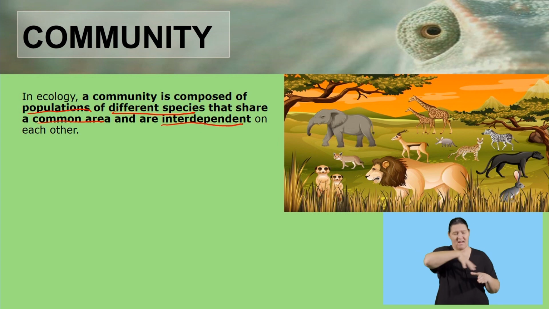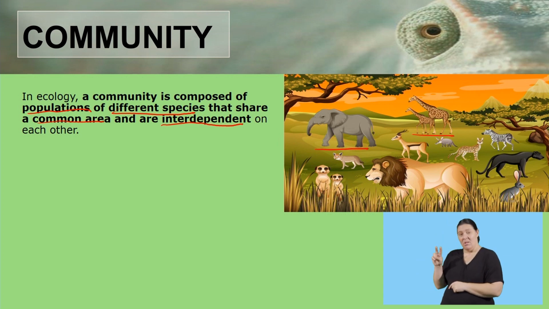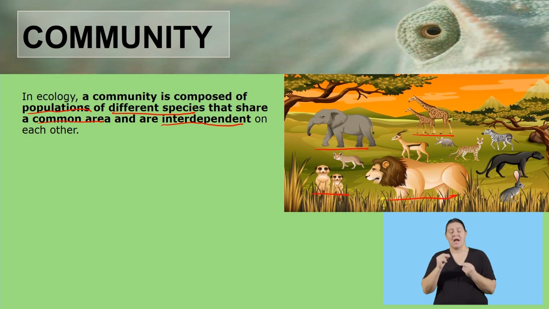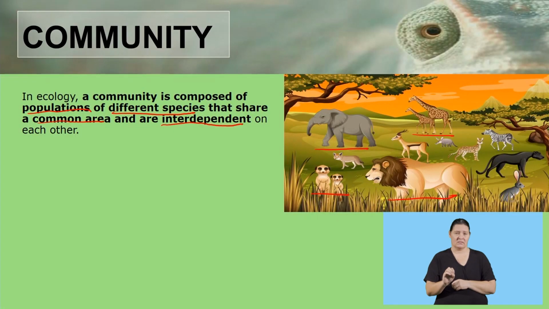Now let us look at the picture alongside. If you are looking at this picture, you will see that we have giraffes here. We also have an elephant, we also have a lion, we have meerkats here. So what I'm trying to show you here is that we have different organisms from various species. So this tells us that there are different populations that are coexisting in a common area. These different types of species are found in a common area, and on top of that, they are interdependent.